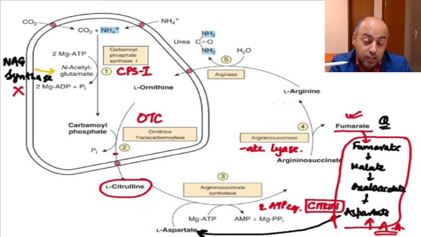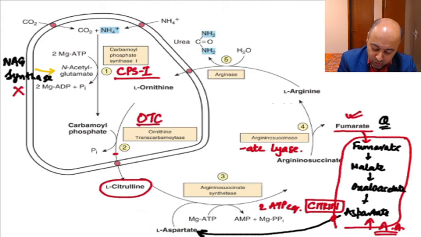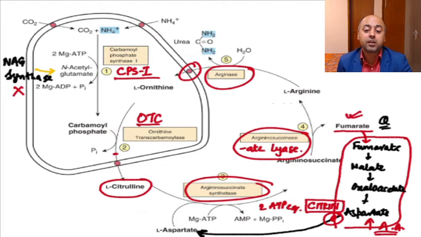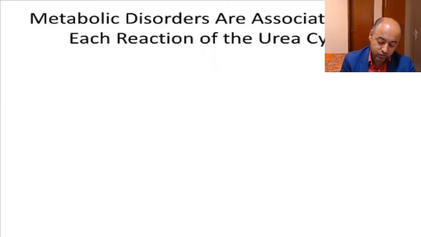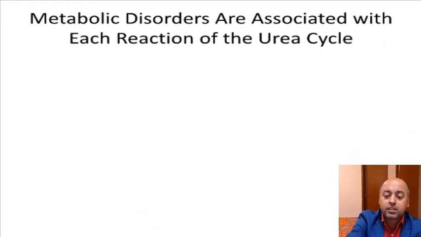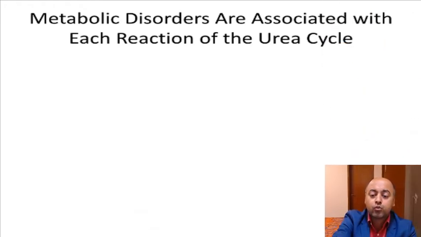In addition to the other enzymes which I already mentioned, that is CPS1, ornithine transcarbamylase, arginosuccinate synthetase, arginosuccinate lyase, arginase, and the transporters, the transporter for ornithine and the transporter for aspartate, these are the important molecules which can cause clinical conditions. So let's take a quick look at the metabolic disorders which are associated with the reactions of the urea cycle.